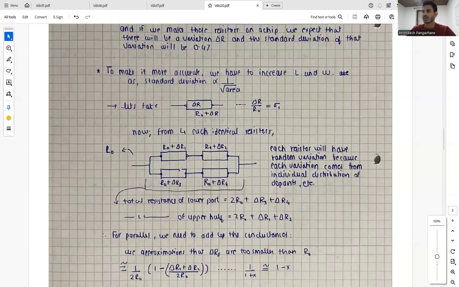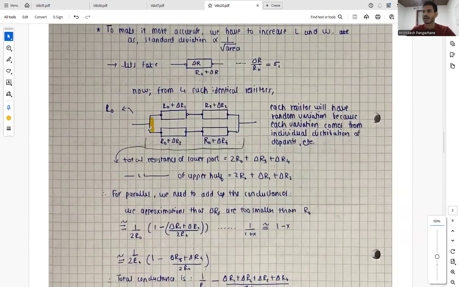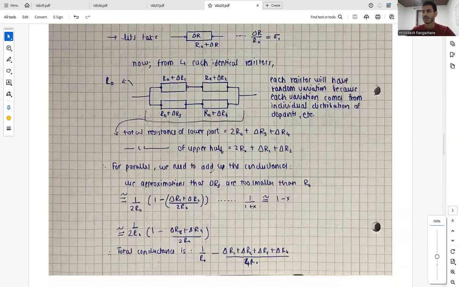So now the total resistance over here will be 2R naught plus ΔR3 plus ΔR4, and from here it will be 2R naught plus ΔR1 plus ΔR2. So this is what is written over here. And then for the equivalent resistance, we need to add up the conductances. So we have to take the reciprocal of these values and add them, and again take the reciprocal of that value to get the total resistance.